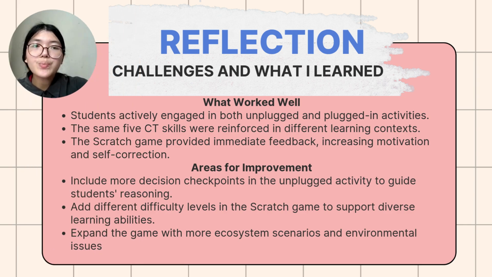Before designing these two projects, I aimed to help students understand ecosystems through active problem solving rather than simply memorizing food chains. After comparing both activities, I found that each approach offers different strengths. The unplugged activity encourages collaboration, discussion, and scientific reasoning. The students were able to manipulate the organism cards, explain their predictions, and justify their answers using evidence from the food web. This helped me identify misconceptions immediately through classroom discussions.